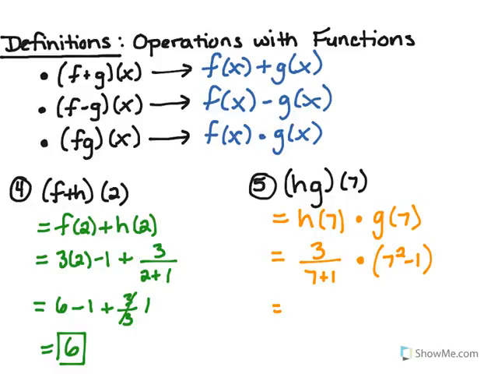Alright, let's simplify. Let's start with the fraction. 3 over 7 plus 1 is the same as 3 over 8. We want to multiply that by 7 squared, which is 49. 49 minus 1 is 48. If it helps, make it 48 over 1. Since it's a fraction times a fraction of sorts, we can cross-reduce. I can divide by 8 and get 1, divide by 8 and get 6, to get a final answer here of 3 times 6 is 18 over 1, or just 18.